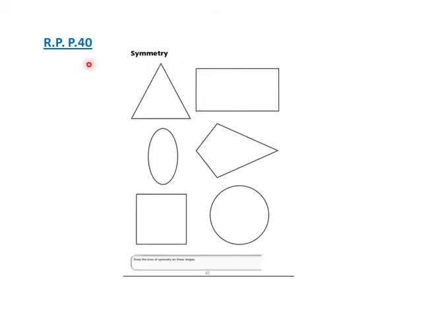Now please open your resource pack, page 40. Here we have 6 shapes. We will draw together the line of symmetry on some of the shapes, and the rest you will complete as your homework. To start with, let's start with this triangle. I want to draw the line of symmetry. Where do you think it will go?